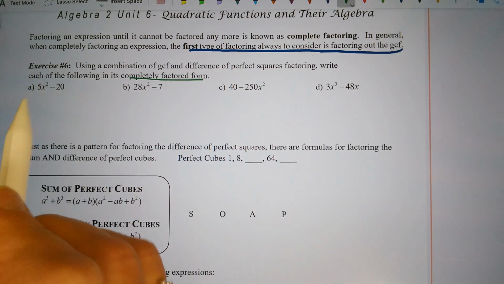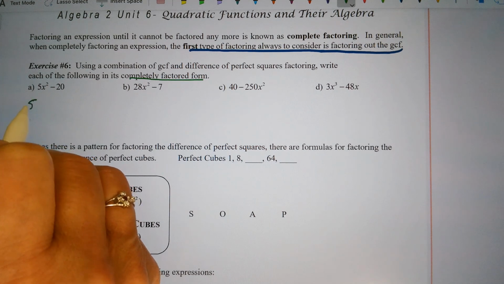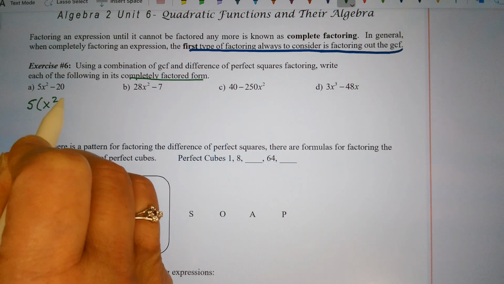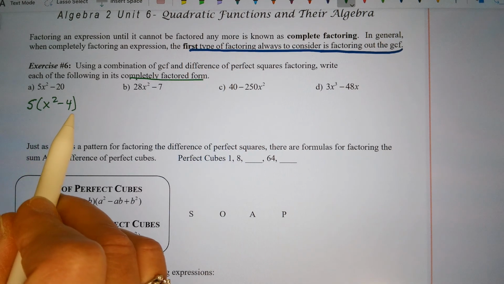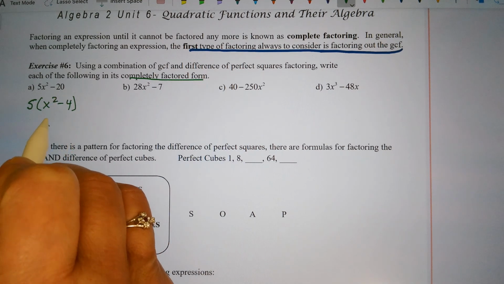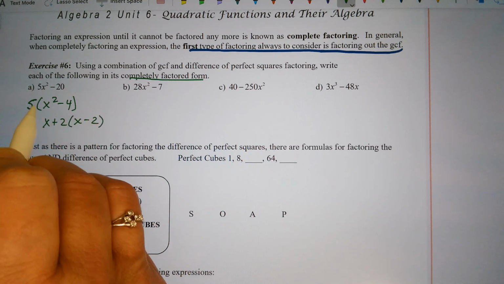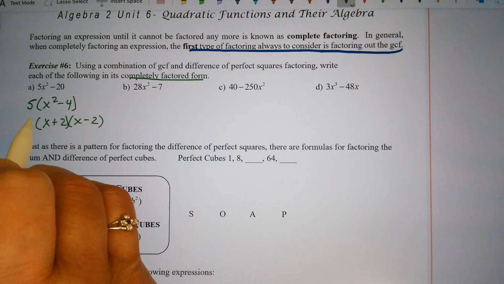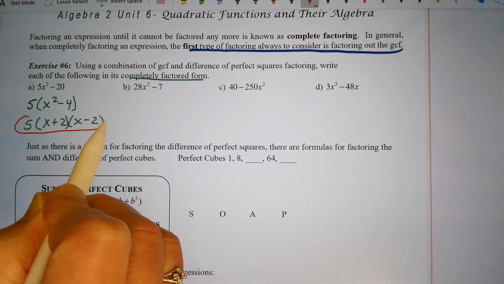Okay, so A, these two terms have a 5 in common. We take out 5 and then we end up with x squared minus 4. Now this binomial is the difference of perfect squares. So that factors into x plus 2 times x minus 2. Bring down your GCF of 5. And now this is completely factored.